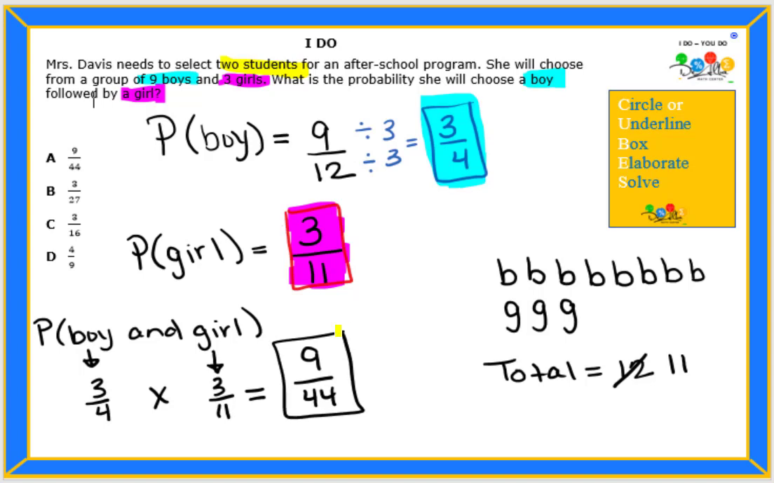So the probability of selecting 2 students, and what is the probability she will choose a boy followed by a girl when she selects those students, is 9 out of 44. So our answer is A. 9 out of 44 is the probability she will choose a boy followed by a girl when she selects 2 students for the after-school program.